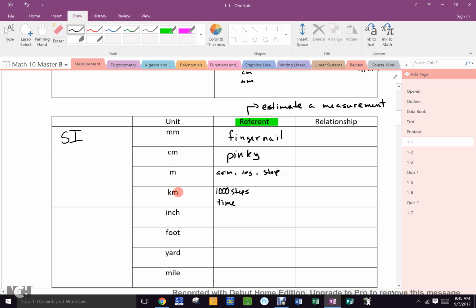Now let's talk about the relationships. Which of these 4, because those are the 4 ones we really use. There's others, but we only really use those 4 in Canada. Which of those 4 is the base? What's the one that we start from? Meters. Absolutely right. This is my base. And then, how does it work?